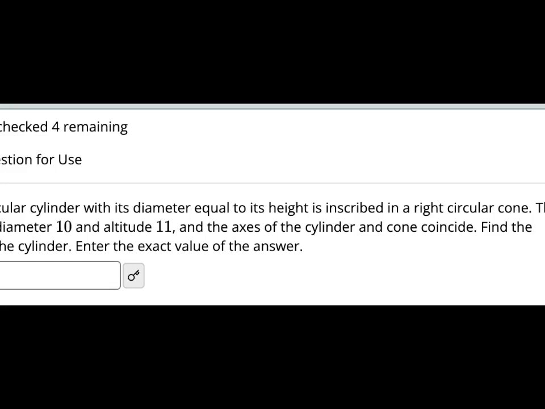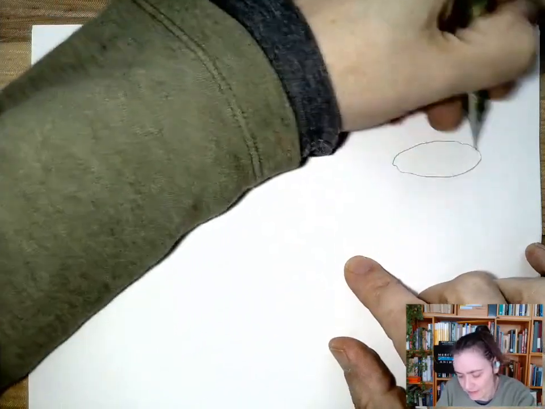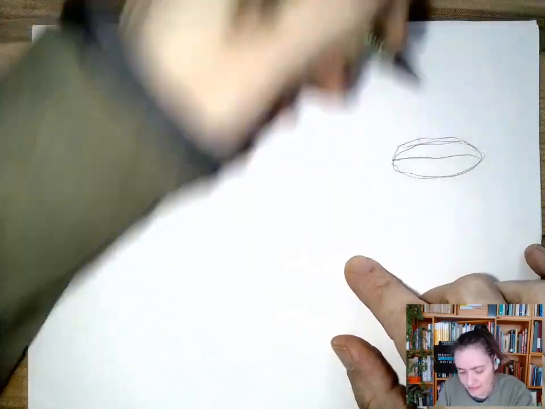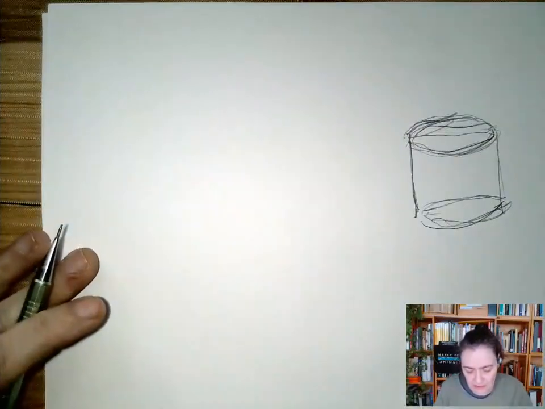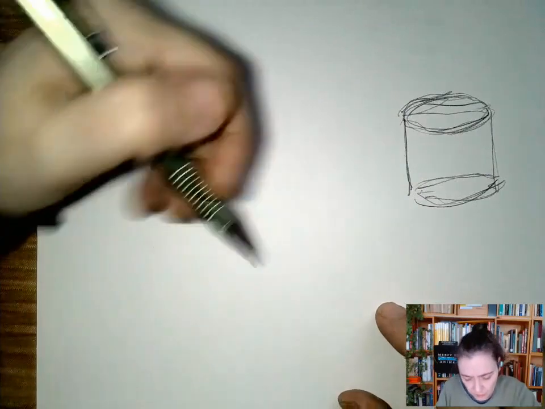So we have a right circular cylinder with its diameter equal to its height inscribed in a right circular cone. Again, good picture. So our cylinder, this here is the height. And then what does it mean to be inscribed in a cone?